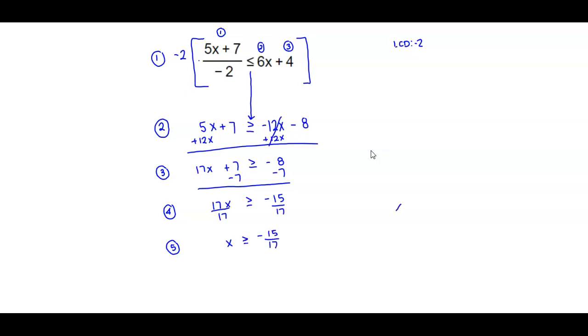And now let's graph this. So if we graph this, we know that we have 0, this is negative infinity, this is positive infinity, and this is negative 15 over 17. And we can see that we have a bracket and it's going towards the right. So therefore, the interval notation is going to be bracket, negative 15 over 17, to positive infinity with a parenthesis.